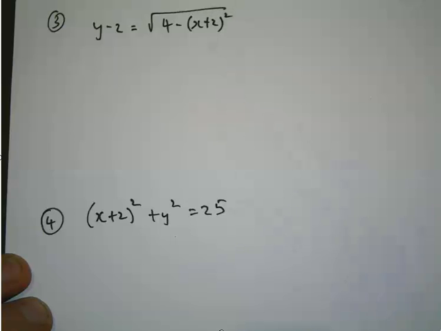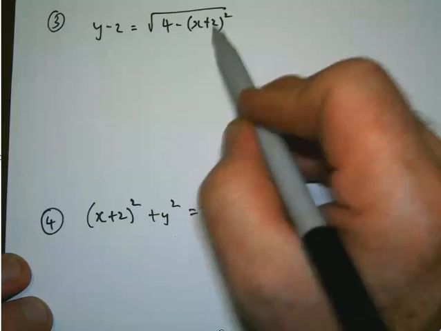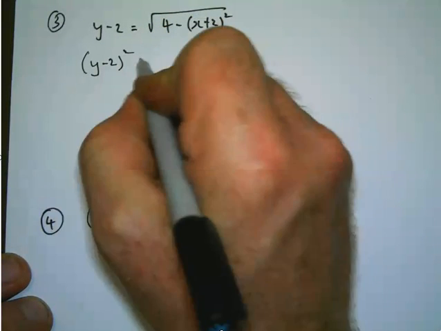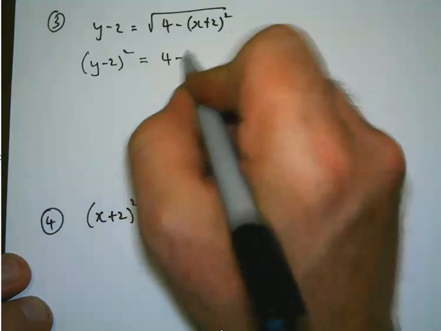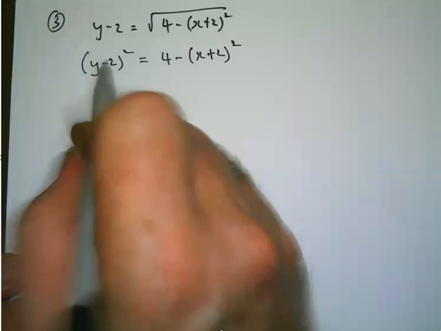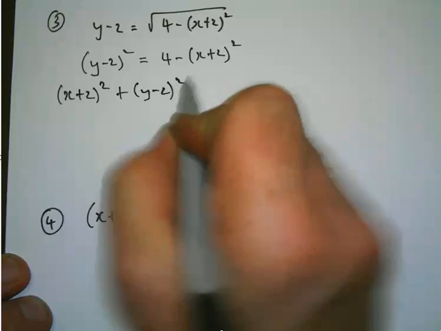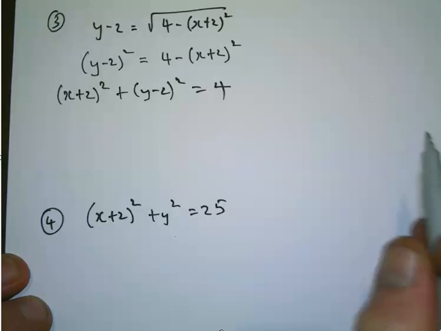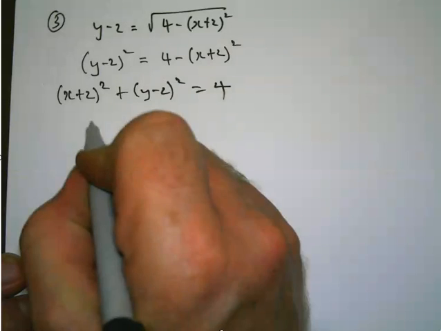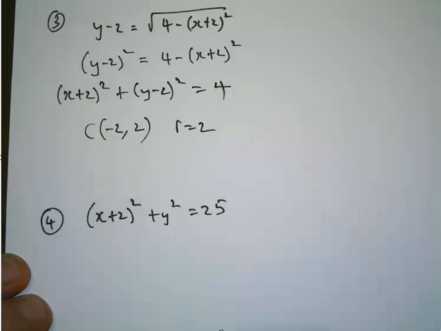This third example, y − 2 equals the square root of 4 minus (x + 2)². If I was to square both sides, I would end up with (y − 2)² = 4 − (x + 2)². And if I was to move that to the other side, I've got (x + 2)² + (y − 2)² = 4. I'm now in the form of a circle. So this is a circle centred at (−2, 2) with a radius of 2.